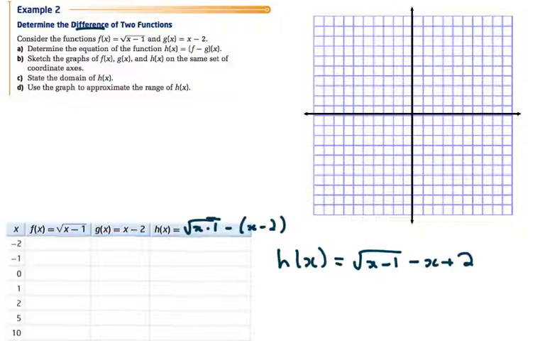We can do the calculations, complete the table, start with minus 2, substitute minus 2 into f. We get square root of minus 2 subtract 1, which is the square root of negative 3. That is something that does not exist. Substitute in minus 2 for g, we get negative 4. And something that doesn't exist, subtract negative 4, still does not exist.